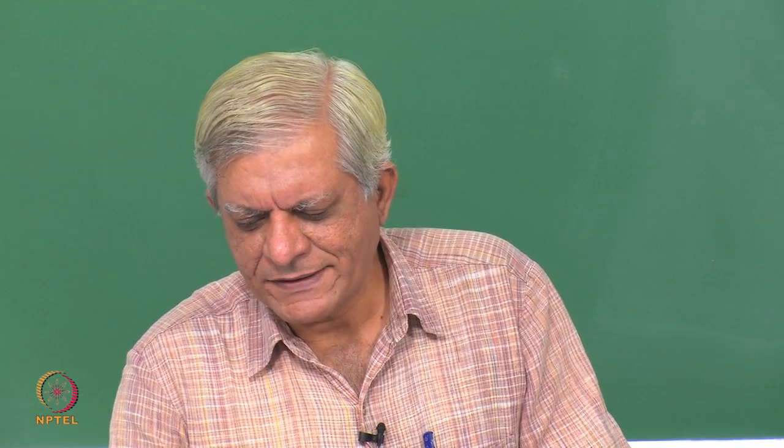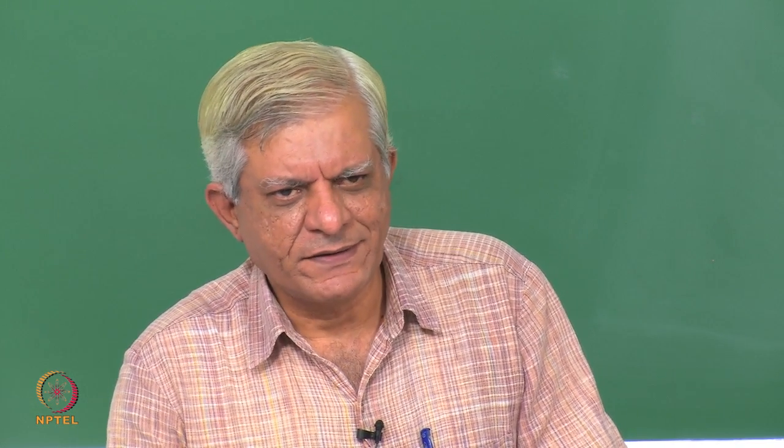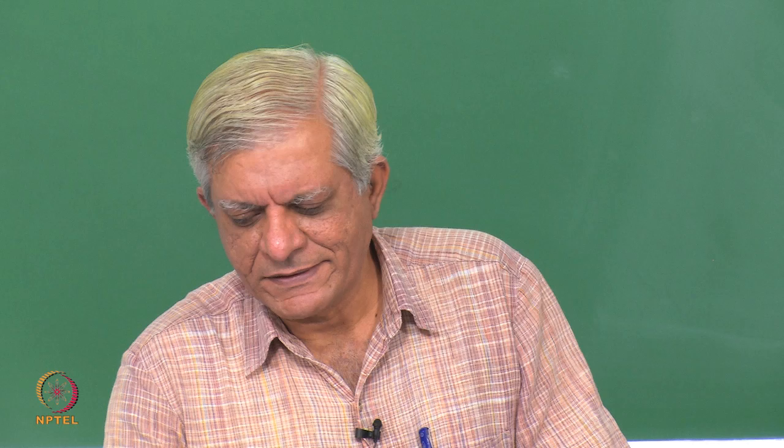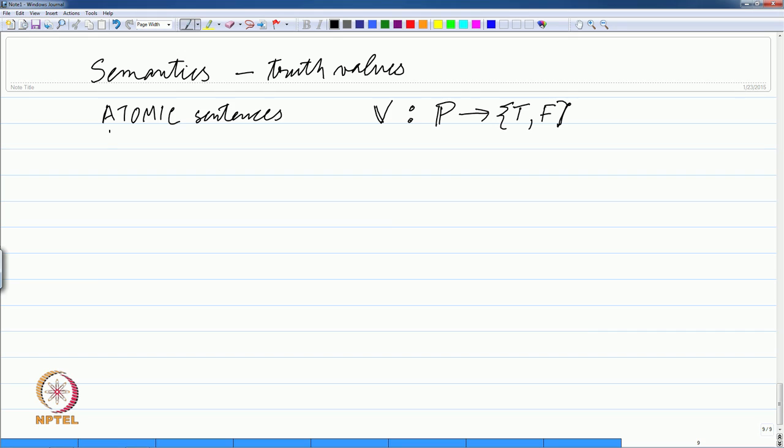So, for atomic sentences, the valuation is given externally. Somebody tells you which statement is true and which statement is false essentially. So, you cannot determine it on this basis, but for the rest of the formulas, we determine the truth value using the meaning of the connectives essentially.